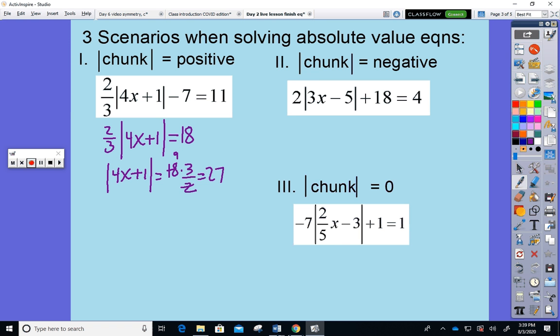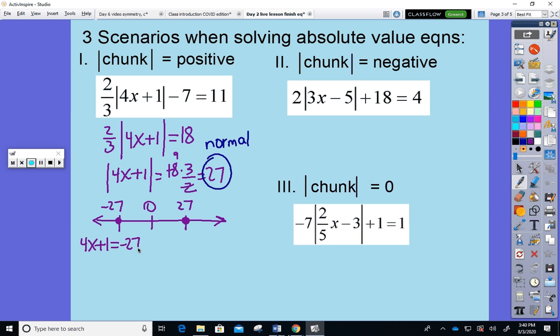Since 27 is positive, you get your normal case, and your normal case is what we did in class earlier today. So that's where you say that 4x plus 1 is 27 units from 0. That means 4x plus 1 might be at 27 on the number line, or 4x plus 1 might be at negative 27 on the number line. I'm not going to finish this problem. I'm going to remind you that you get two little equations and you then solve out to finish the problem.